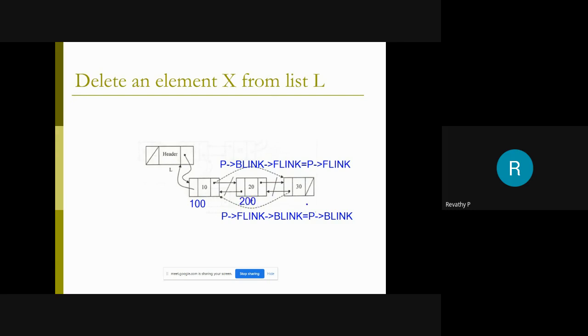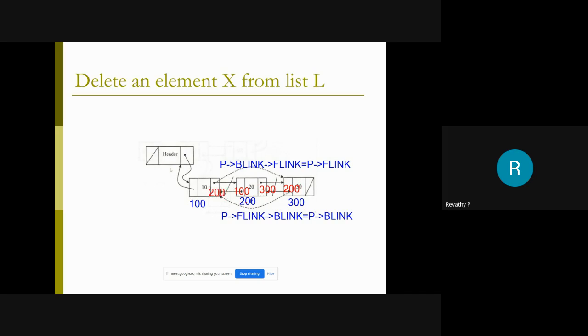these are the addresses of each node. Before deletion, the 10 node's forward link will have 200 and the 30 node's backward link will have 300. We have to delete this 200, the element 20 which is residing at the address 200. So we want to free this 200. What is the value of the backward link you'll have here? For this it's going to be 100, and here it's going to be 300. Similarly, for here it's going to be 200, and for here it's going to be 200.